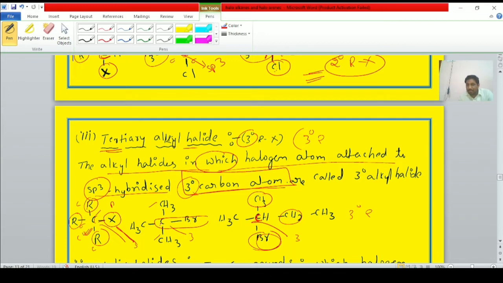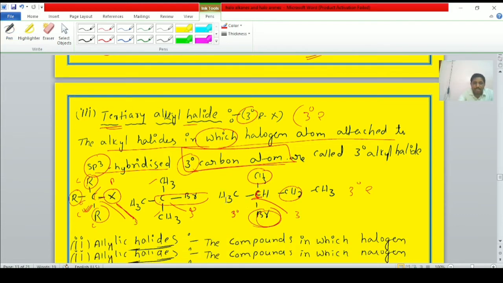what it is, primary or secondary or tertiary alkyl halides. In these halides, the halogen atom is bonded to a tertiary carbon. Hence, the corresponding alkyl halide is called a tertiary alkyl halide. Okay, students. Right. Next one.